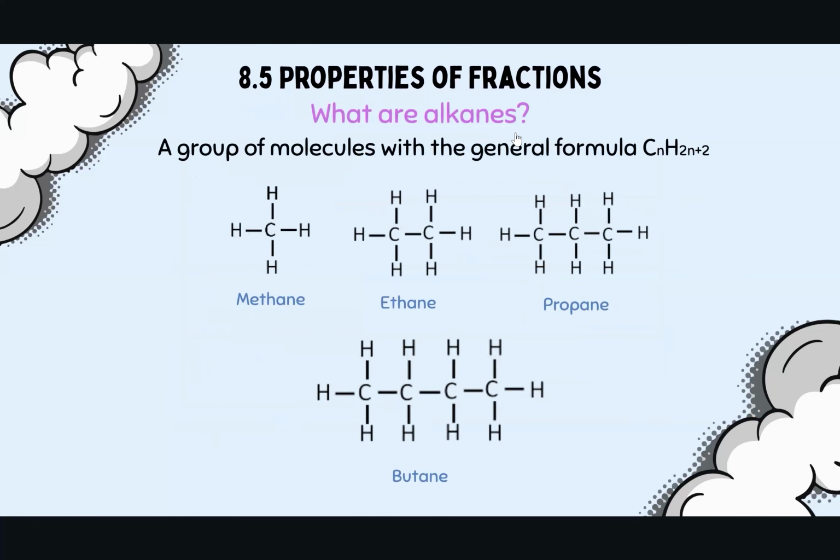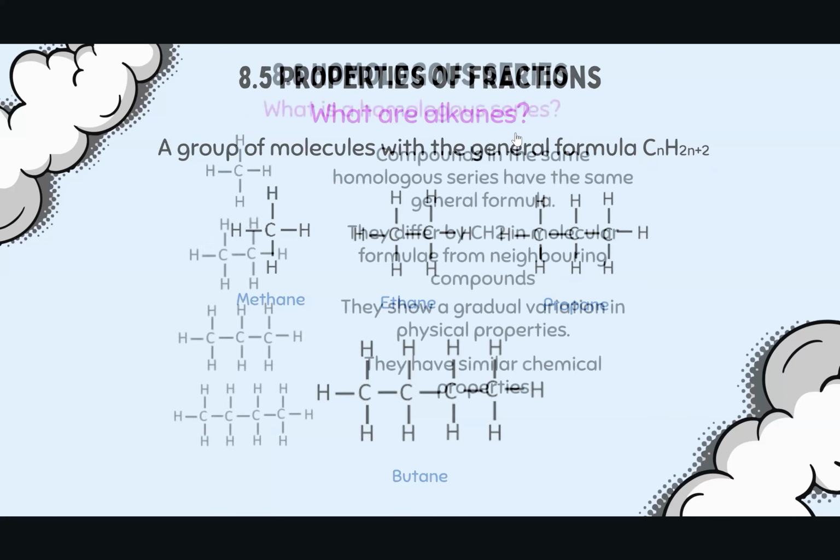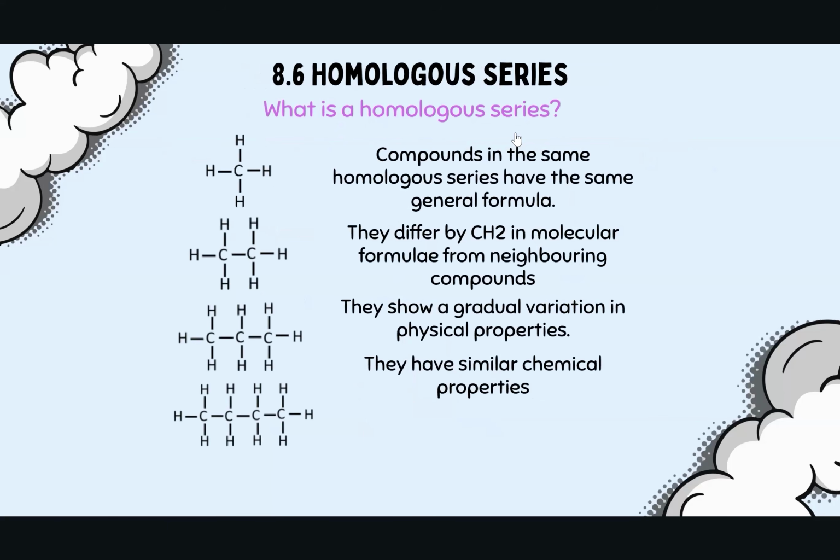So again, I've explained this too. Alkanes are molecules with a general formula CnH2n plus 2. Now, what is a homologous series? Compounds in the same homologous series have the same general formula, which for alkanes is CnH2n plus 2.